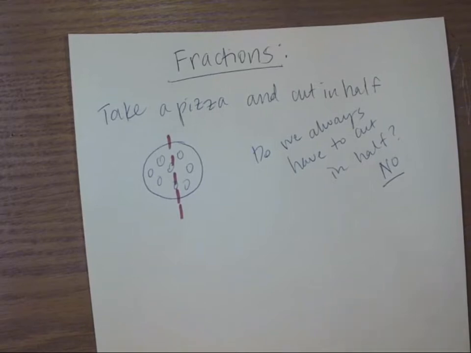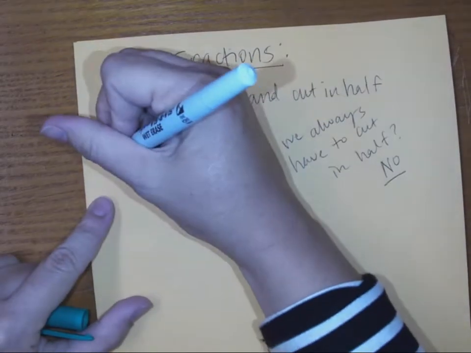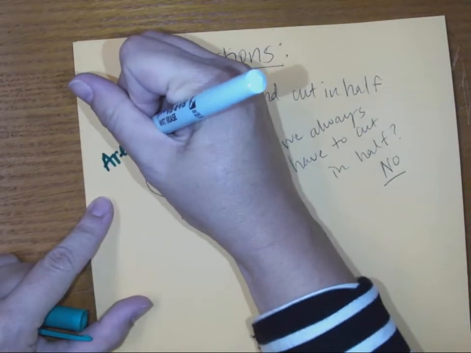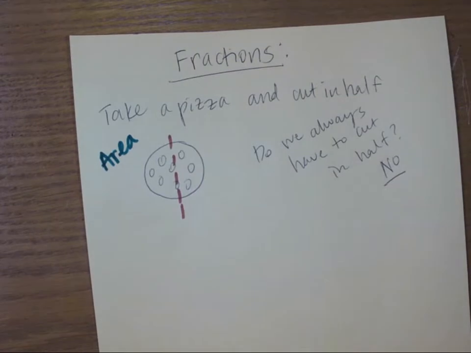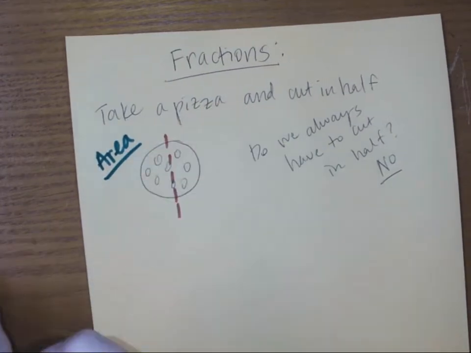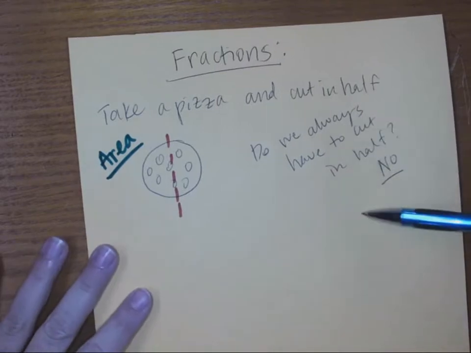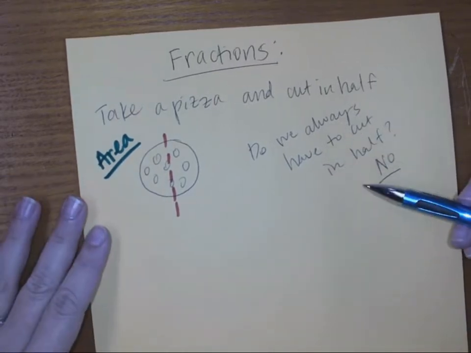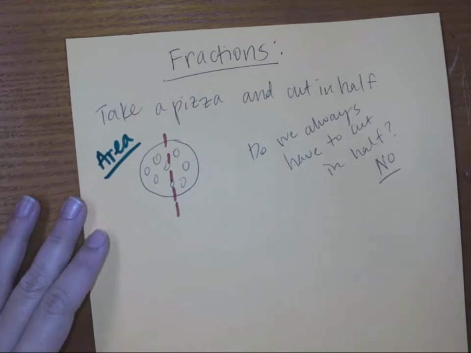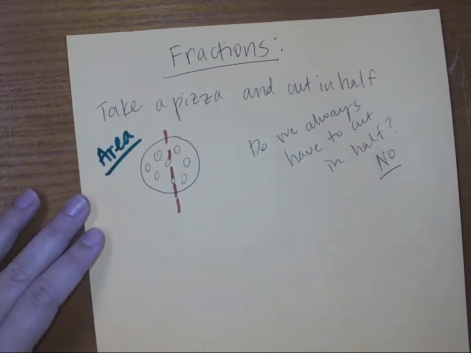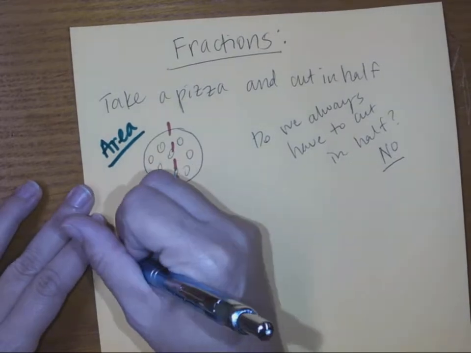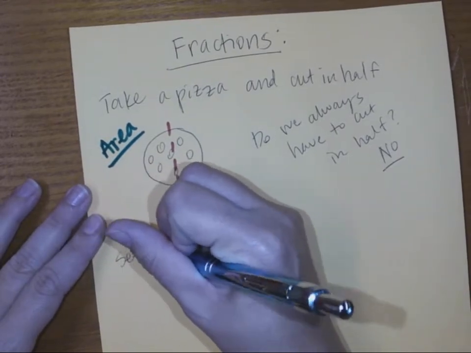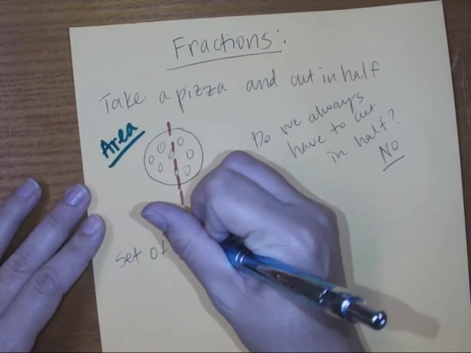Okay, so this is specifically talking about what we just did right here. This is an area model for fractions. We have 3 different models, and this is just one of them, an area model. Okay, so a different way I could talk about fractions, instead of talking about cutting things in half or in thirds or in fourths, instead I could talk about a set of things.